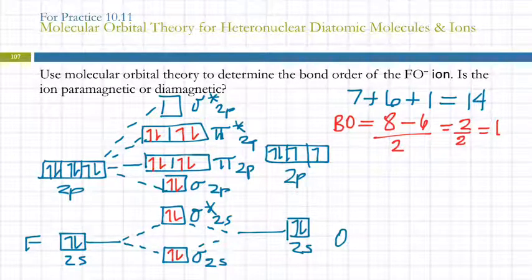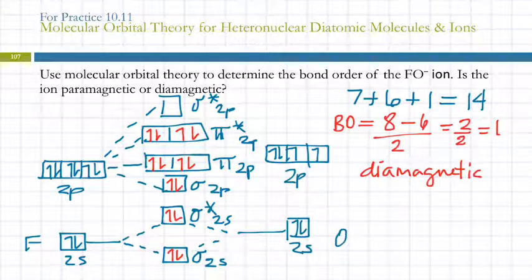That tells us that this ion probably exists. Is it paramagnetic or diamagnetic? It's diamagnetic, because all the electrons are paired up. Any questions? Again, this example is something that you should be able to do.